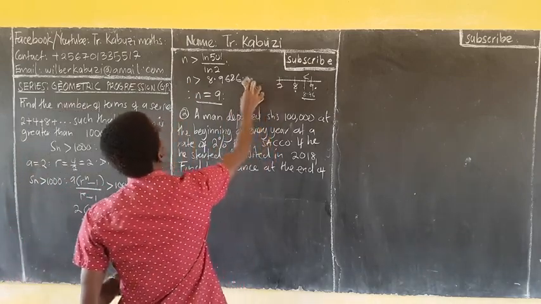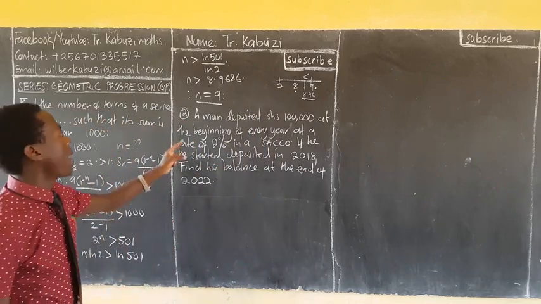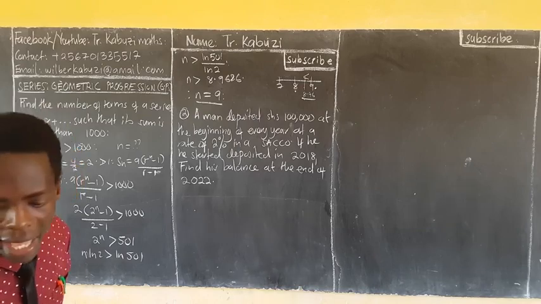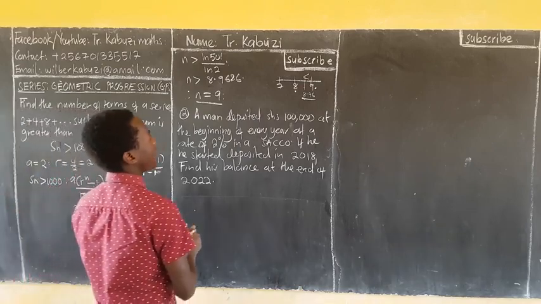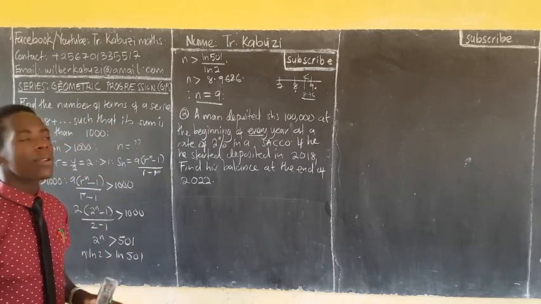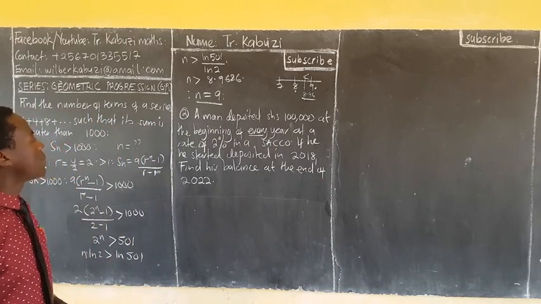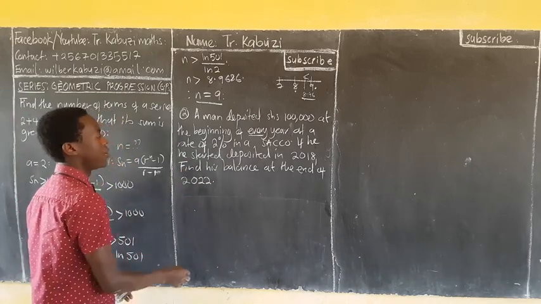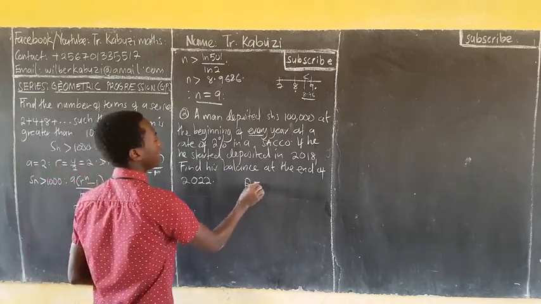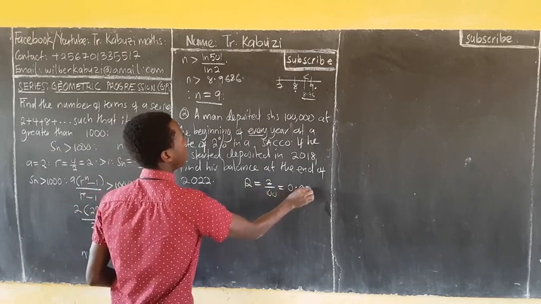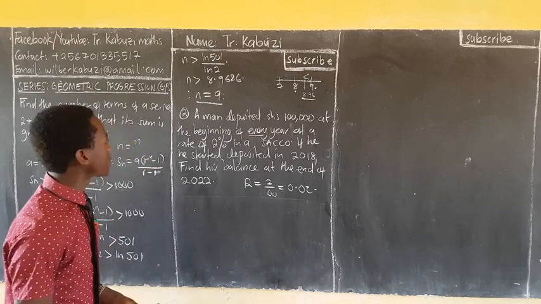Okay. So now, we also have this question. A man deposited shillings at the beginning of every year. The moment you hear the words every year, each year, those are the ones we handle using series, specifically GP, at a rate of this. So the rate this man is using is 2%, which is 0.02. That's the rate.